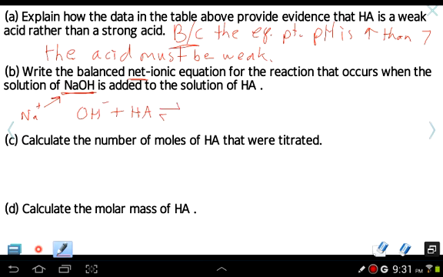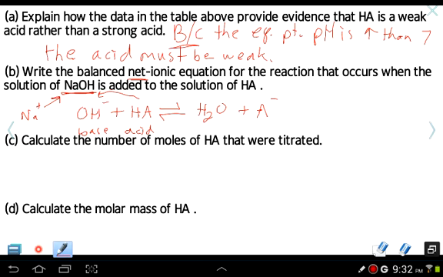And an equilibrium will result. OH- is our base, and HA is our acid. So the base accepts a proton and ends up as H2O. The acid gives up a proton and ends up as A-. And this is our balanced equation. It's actually very simple, and everything balances. The charge is balanced, the mass balances.